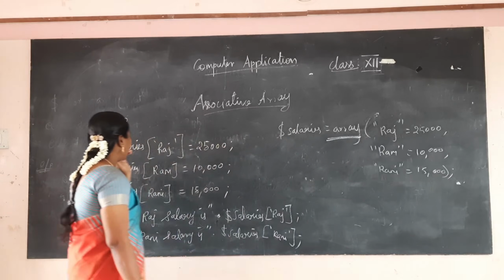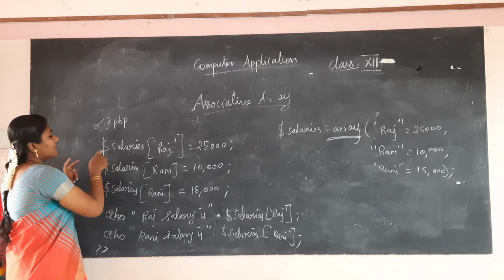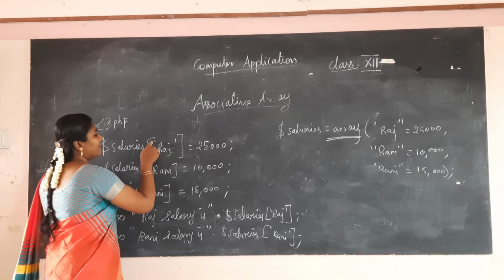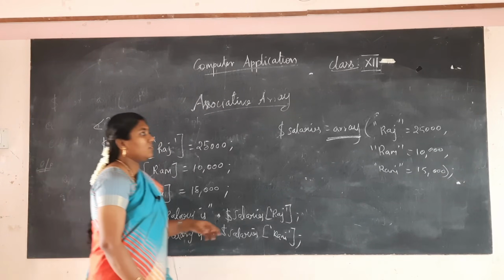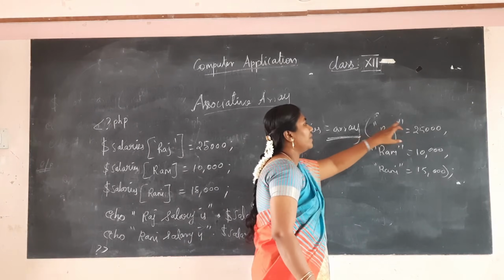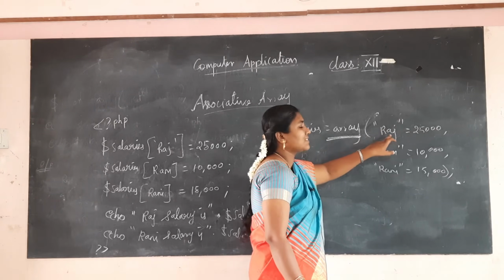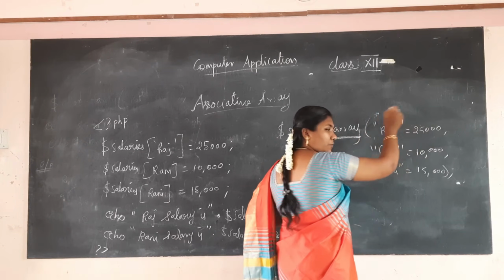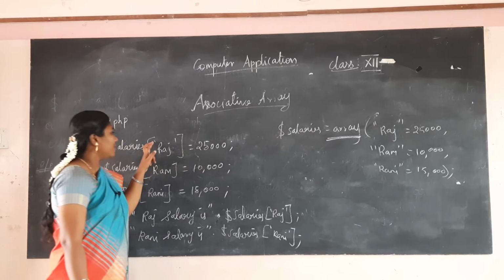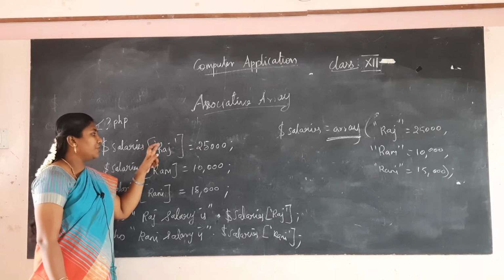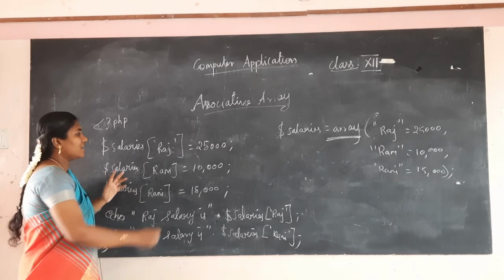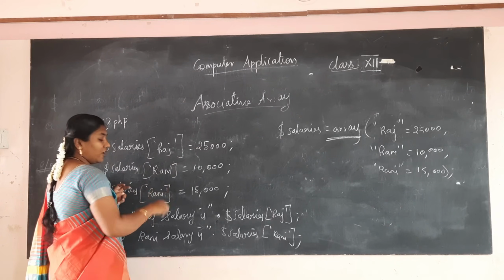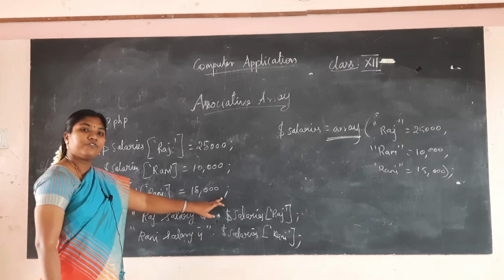Okay, so the same thing, this is another method, that is dollar salaries. I have opened a square bracket and given the index within single quotes. Note it down: here you will not be giving double quotes. This is the string index. Here, when you give the index, you should not use double quotes, you should use only single quotes. Okay? So for Raj, what do you give? 25,000, and then Ram, and then for Rani, equal to 15,000.